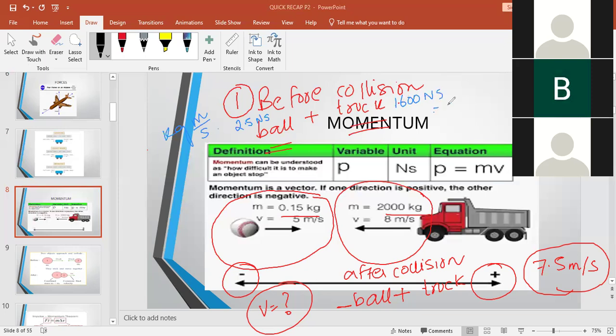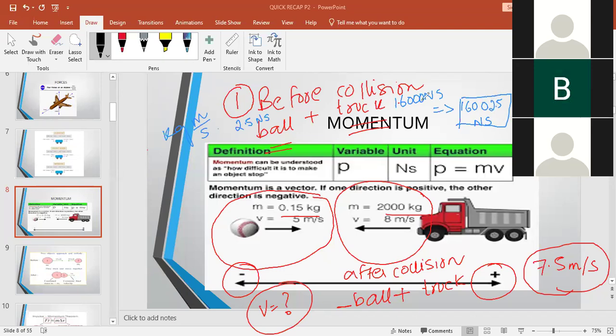When you add up both the momentums, what answer will you get? It will be 16002.5. Only two zeros. So this is your answer, right?